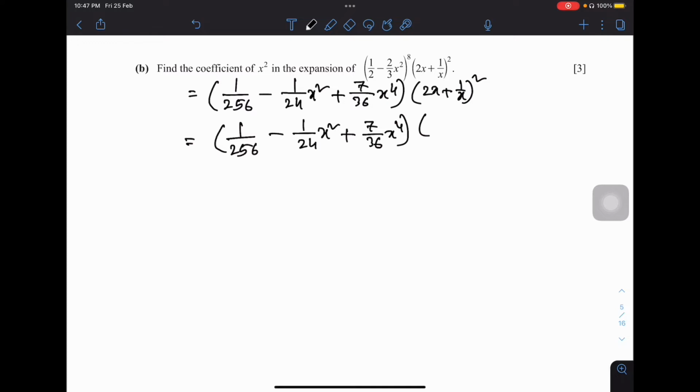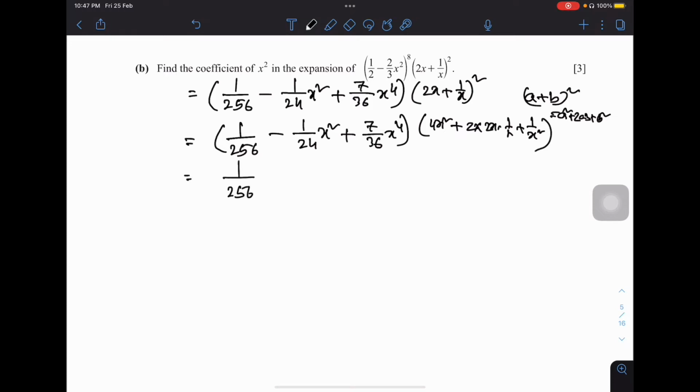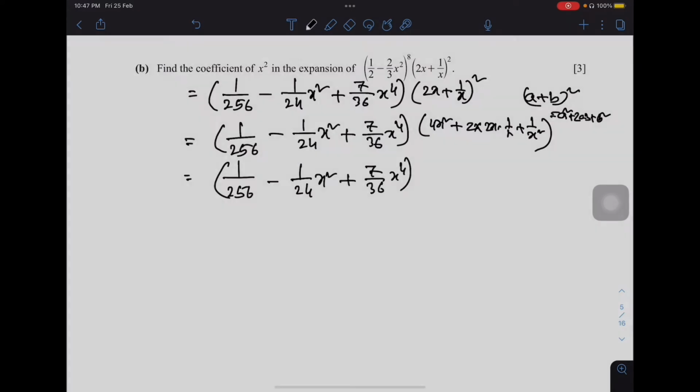Let me simplify this one. A plus b whole square. We know a plus b whole square equals to a square plus 2ab plus b square. So let me use that. 4x square plus 2ab, 2 times 2x into 1 by x plus 1 by x square. 1 by 256 minus 1 by 24 x square plus 7 by 36 x to the power 4, 4 plus 1 by x square.